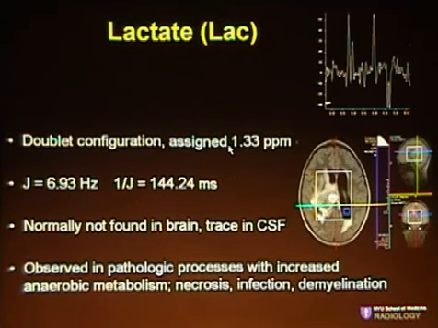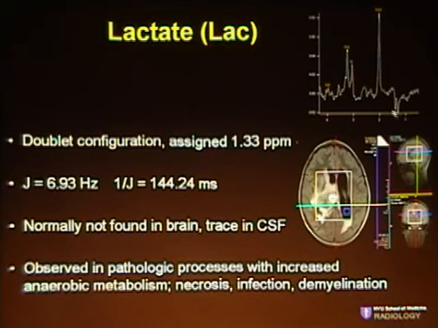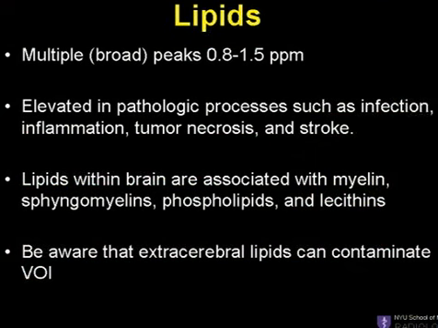Lactate is an important metabolite. It's seen at 1.33 ppm, as a lot of you are aware, but it's not normally found in normal brain, or maybe in the CSF in trace amounts, but it's certainly seen in a lot of pathologies where there's anaerobic metabolism, necrosis, infection, and demyelination. So here's the lactate peak inverted at 1.3 ppm. Lipids are also seen in the setting of very similar pathologies, and it's important to keep in mind that often you see both lipid and lactate in the same setting.